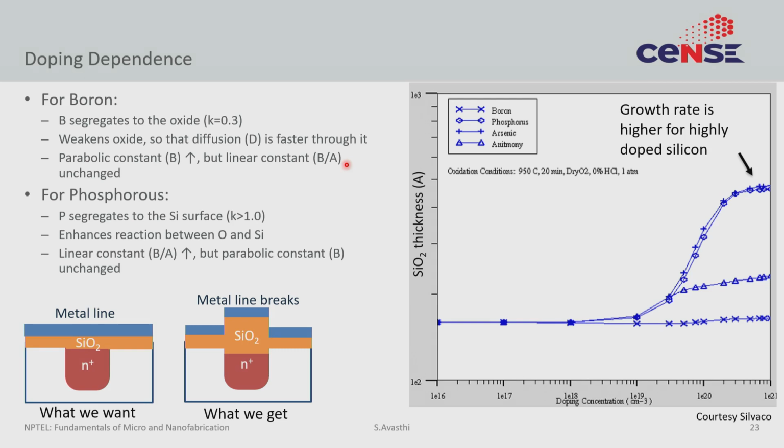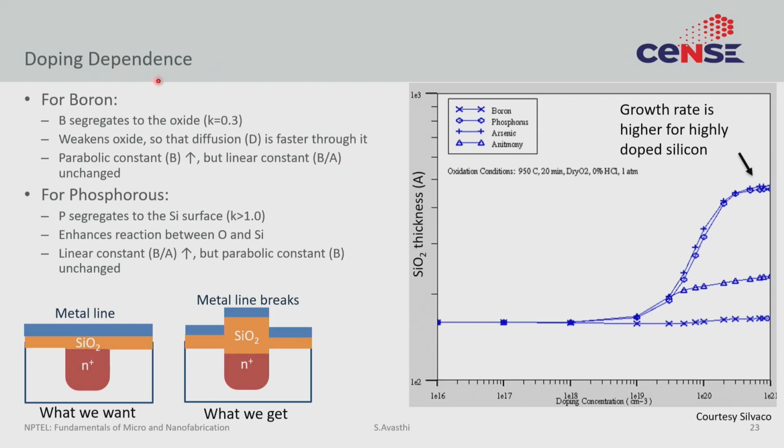So, if the reaction rate increases, then the linear constant would increase and the parabolic constant will remain the same, and if the linear rate increases, then again you will get an enhancement in the growth rate, and it turns out that phosphorus has a stronger effect than boron, which is what leads to that.